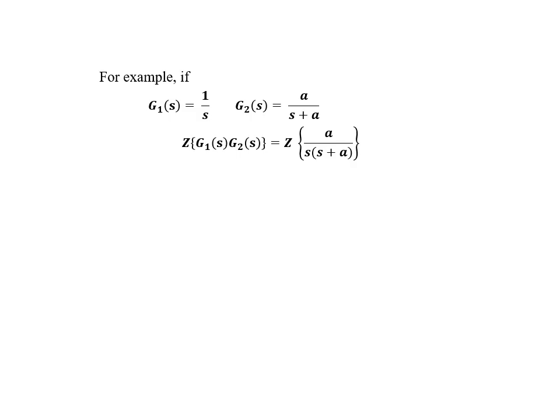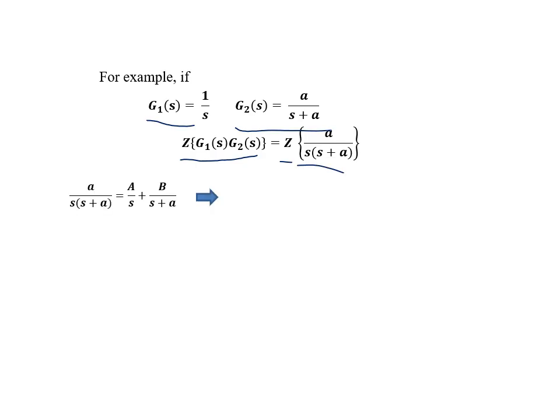Now we have an example. If we have G1 of S equals 1 over S and G2 of S equals A divided by S plus A, then the Z transform of G1 of S times G2 of S equals the Z transform of the multiplication of these two functions, which is A divided by S times S plus A.